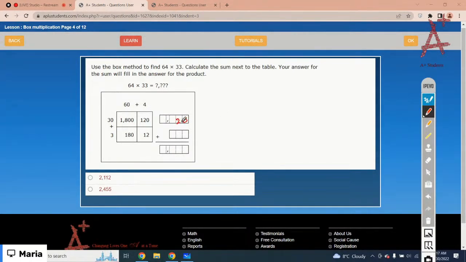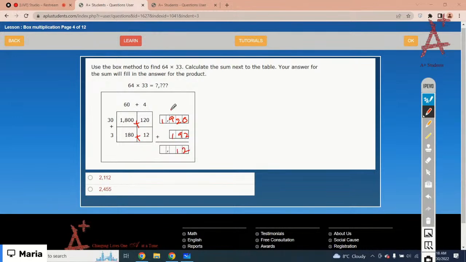It would be 0, 2, 8 and 1, 9 and 1. Then you have to add 180 plus 12. You have to add them. 180 plus 12 is 2, 9 and 1. It would be 192. So 2 plus 0 is 2.